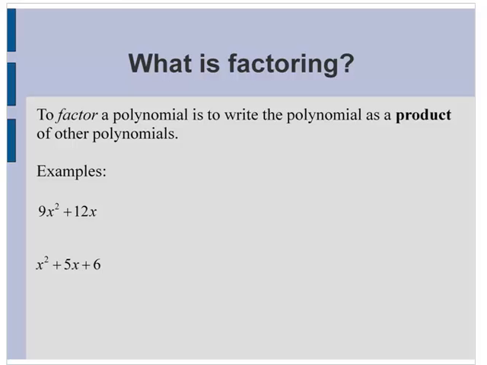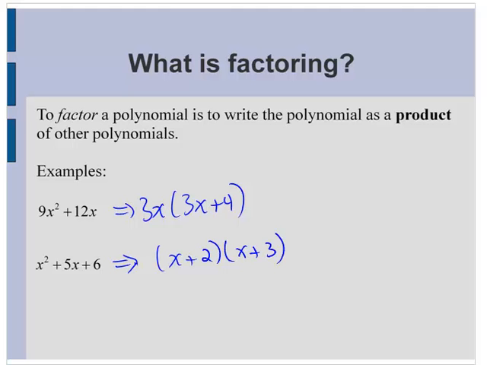So for example, 9x squared plus 12x can be written in factored form as 3x times (3x plus 4). x squared plus 5x plus 6 can be written in factored form as (x plus 2) times (x plus 3). And we can verify both of these by multiplying them back out.